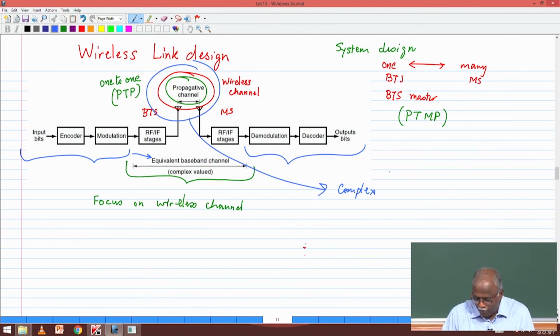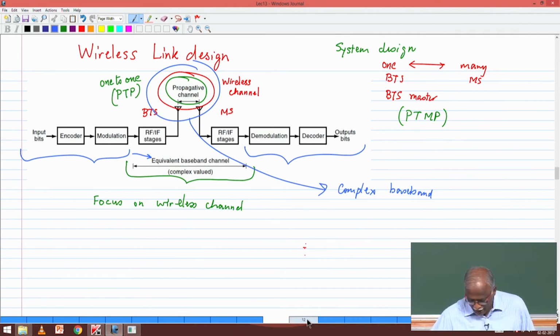So again, I hope the nomenclature is clear: the difference between the digital communications course and the wireless communications course, and why both are talking about complex baseband. Complex baseband representation is what we will be picking up in today's class. Any questions on just the terminology or the nomenclature?